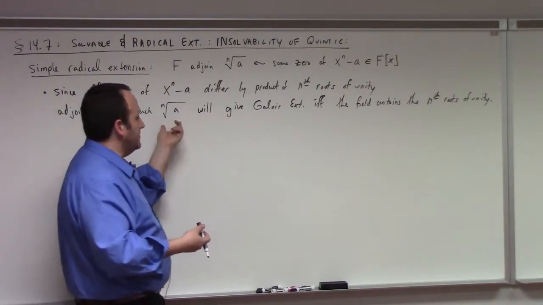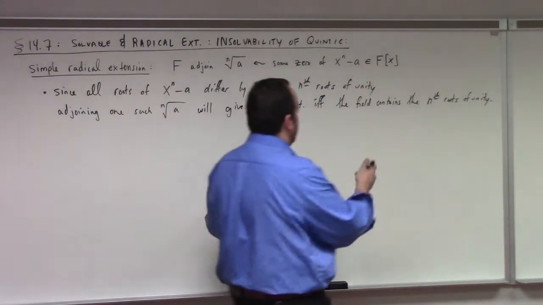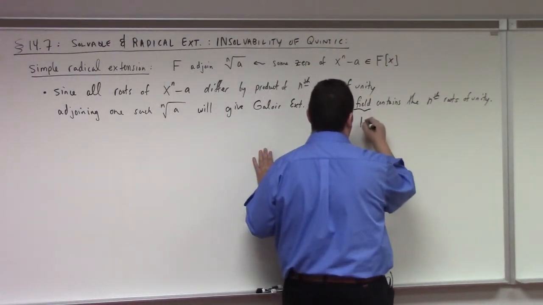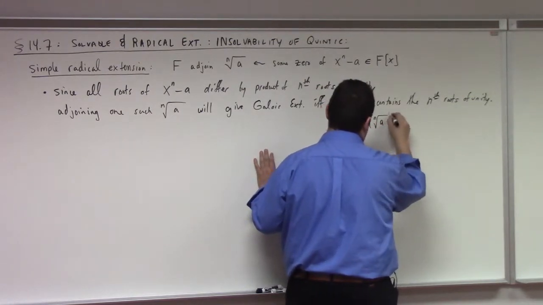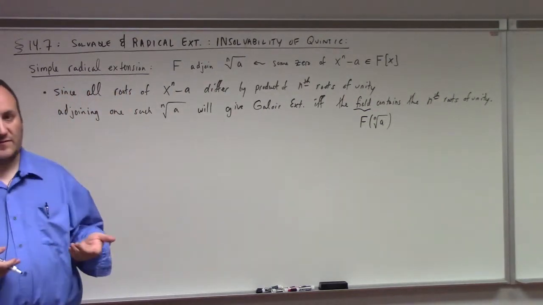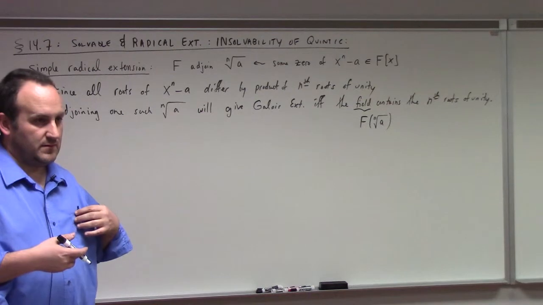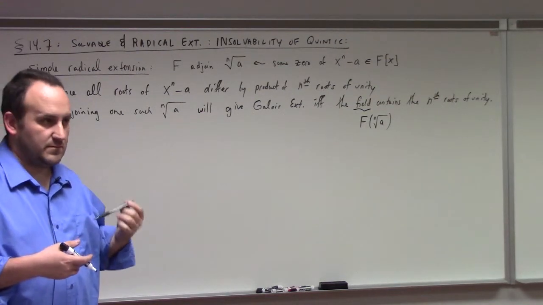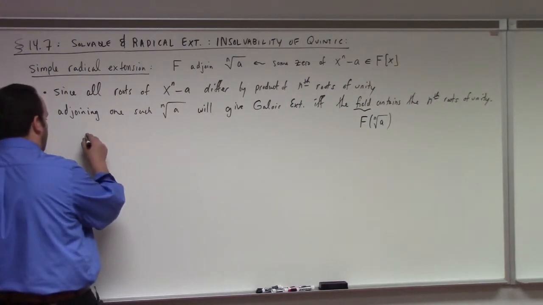And the field, what field? I would say that the field we're talking about is F adjoin the nth root of a, right? We're not talking about the original field. Sometimes if you adjoin one root, you get the others. Sometimes you don't. Just some reminders.